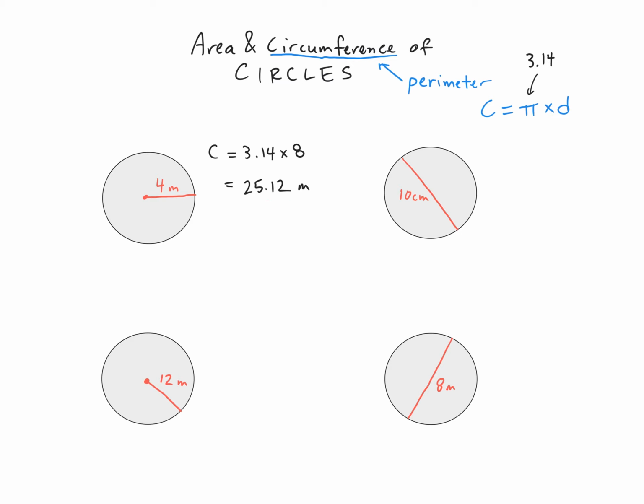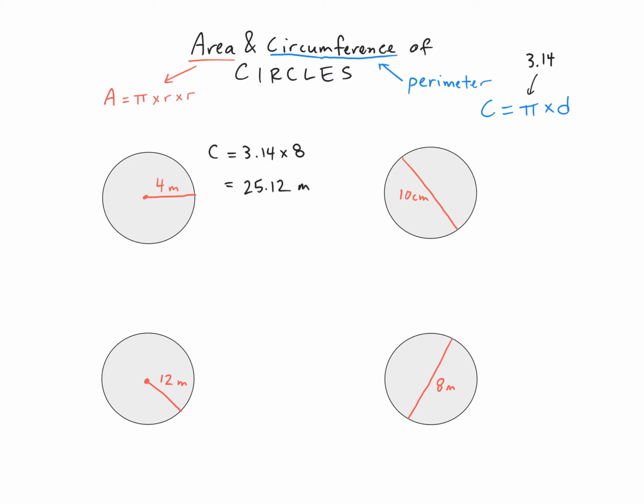Now, if we're going to find the area of this circle, there's a different formula. And that formula is pi, again, see, we're seeing that number again. So the area of a circle is pi times the radius squared.